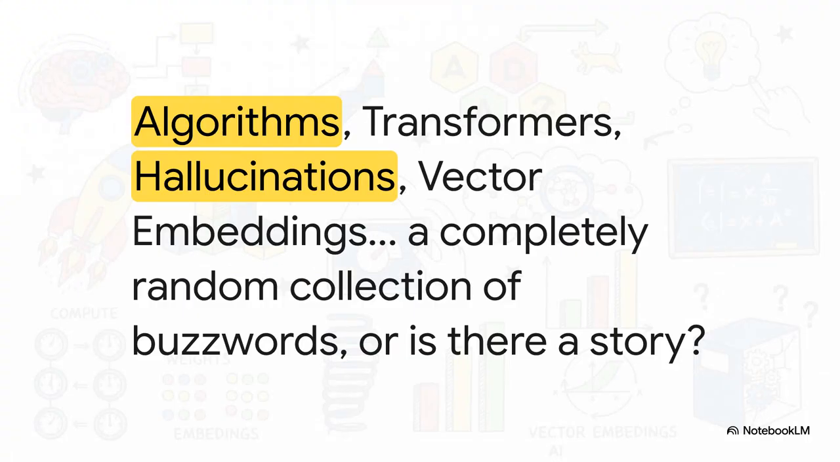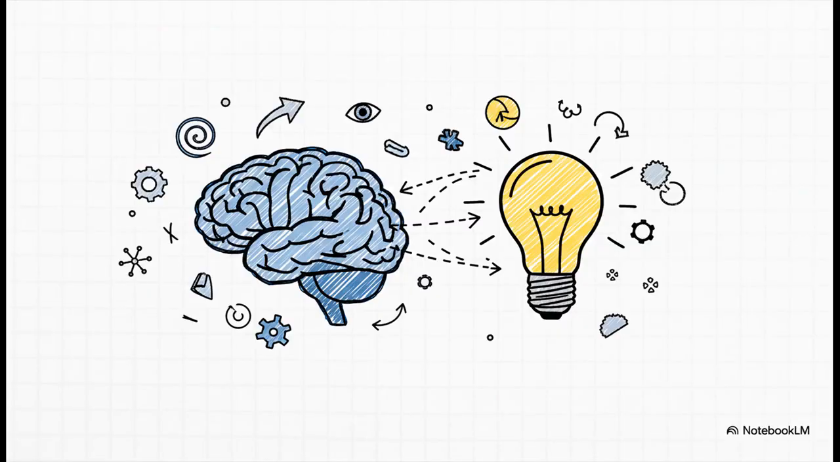Algorithms, transformers, hallucinations, vector embeddings. I mean, look at this. Right now, it probably just seems like a random mess of buzzwords. But what if I told you that when you put them in the right order, they actually tell a single incredible story? And that's exactly what we're about to do. We're going to take this jumble of terms and build this story of AI, piece by piece, so you can see exactly how it all fits together.